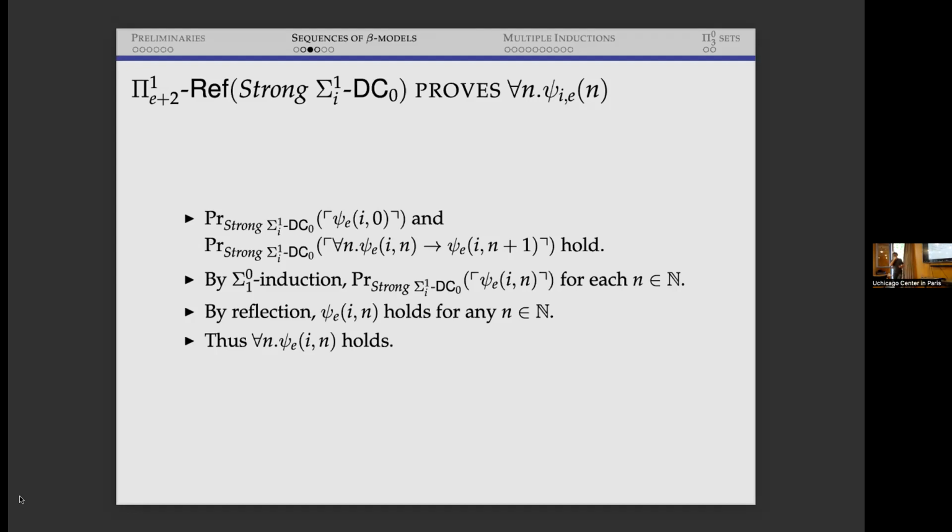It's going to be exists the proof, so it's a sigma 0, 1, and you can use sigma 0, 1 induction, kind of hidden, to get that this provability holds for psi I n for each natural number n. And then by reflection, for each n, you get that psi I holds. And as you got it for each n, you can put the for all quantifier and it holds everywhere.